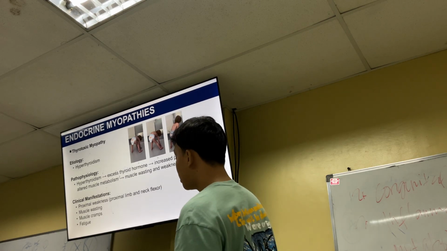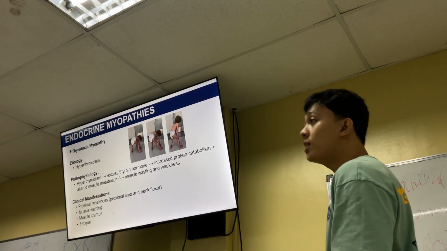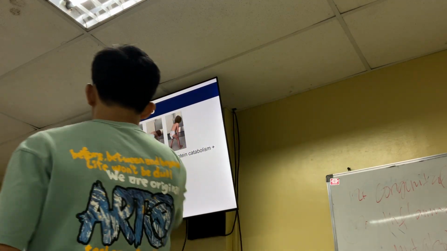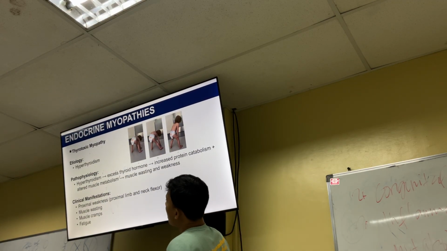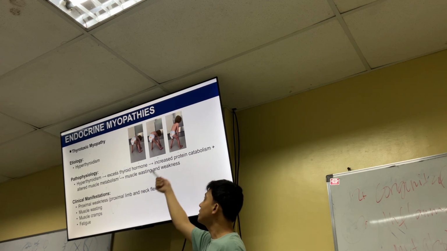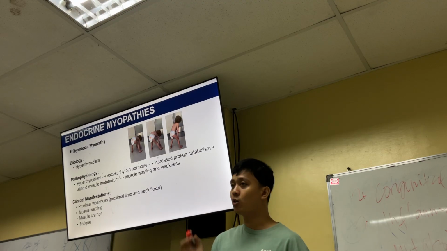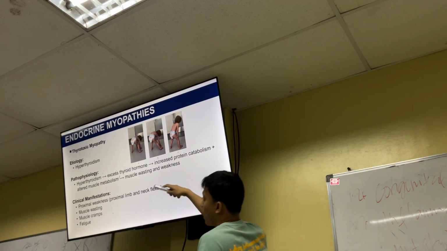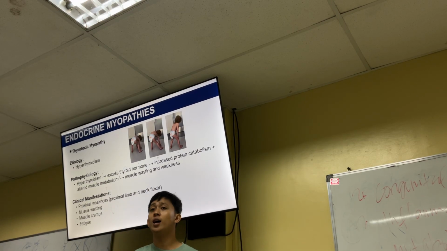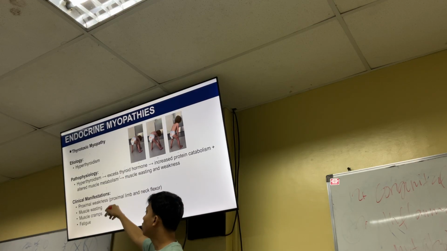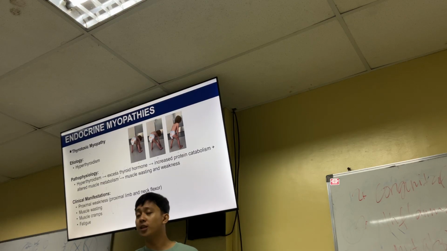Thyrotoxic myopathy is an increase of thyroid hormones, as in hyperthyroidism. Pathophysiology: because of the hyperthyroidism, there are excess thyroid hormones leading to increased protein catabolism, altered muscle metabolism, muscle wasting, and weakness. This is endocrine in nature, usually associated with hyperthyroidism. Same here, proximal muscle weakness, along with muscle wasting, muscle cramps, and fatigue. Basically anything related to the muscle, it could also be myalgia, etc.